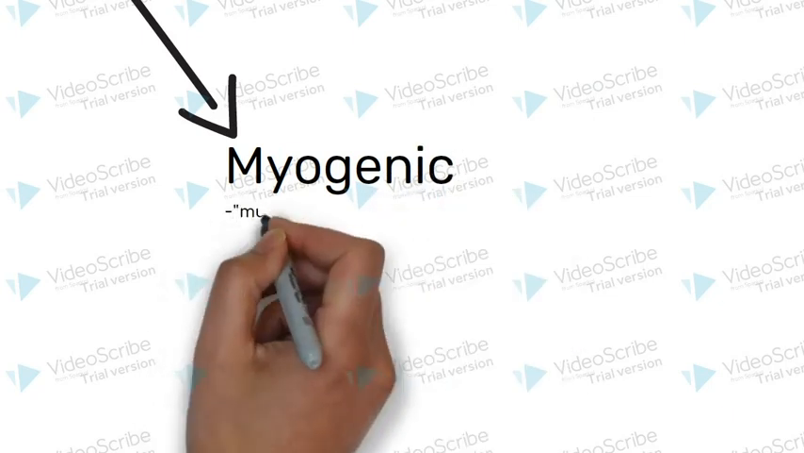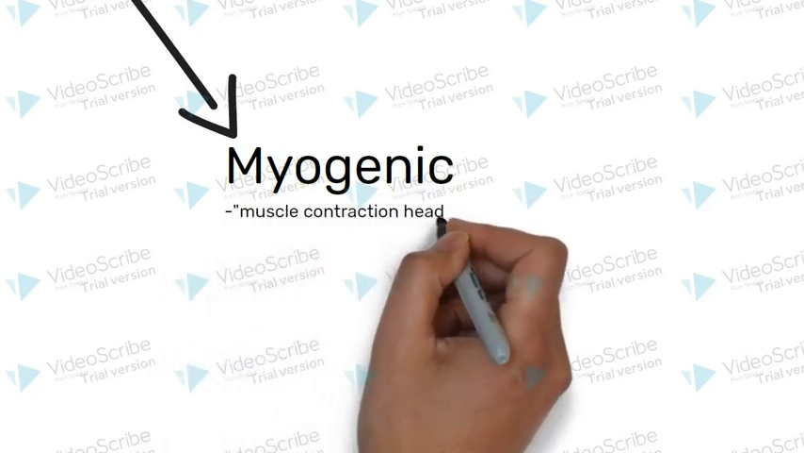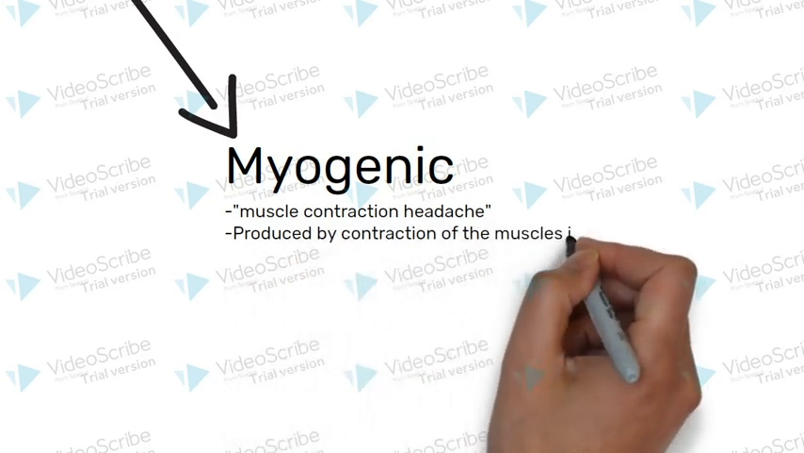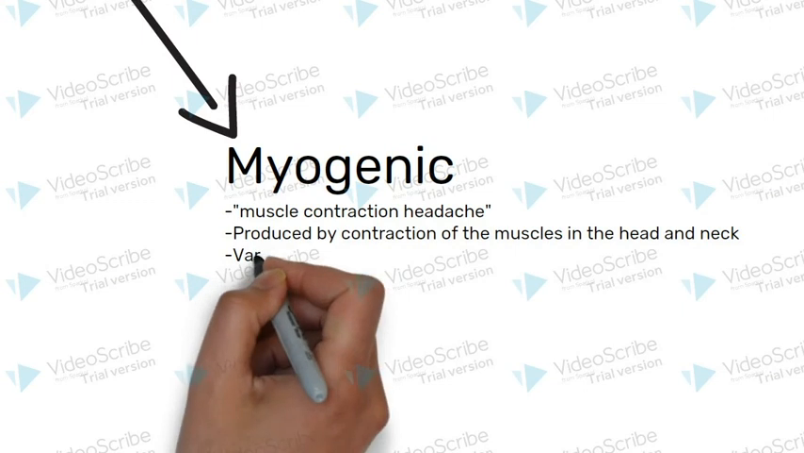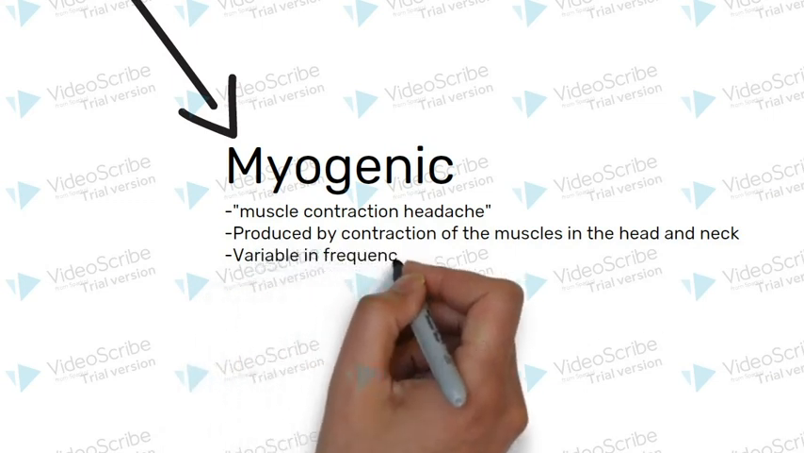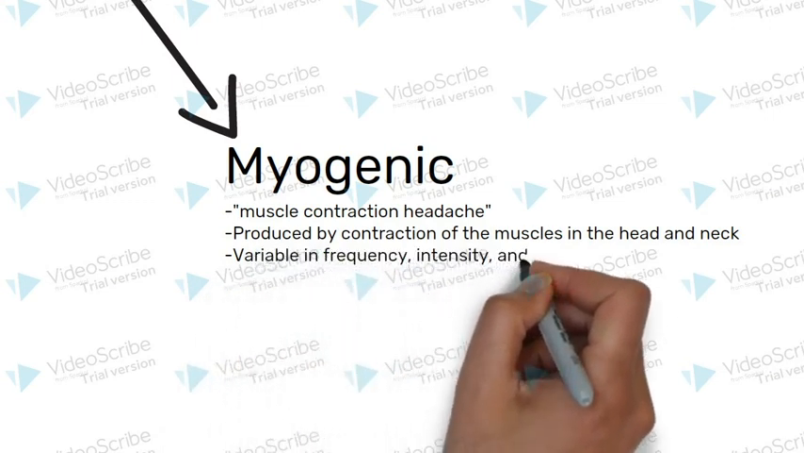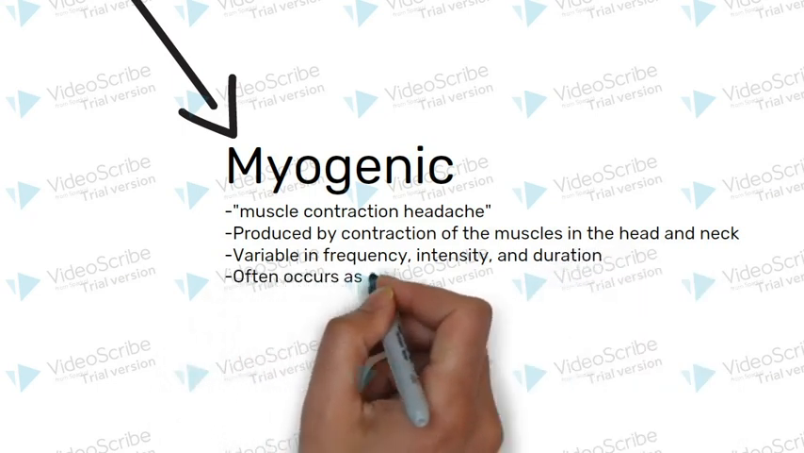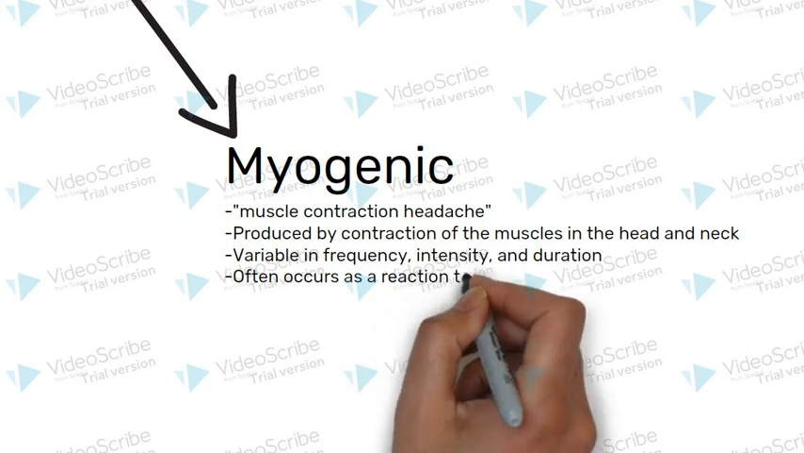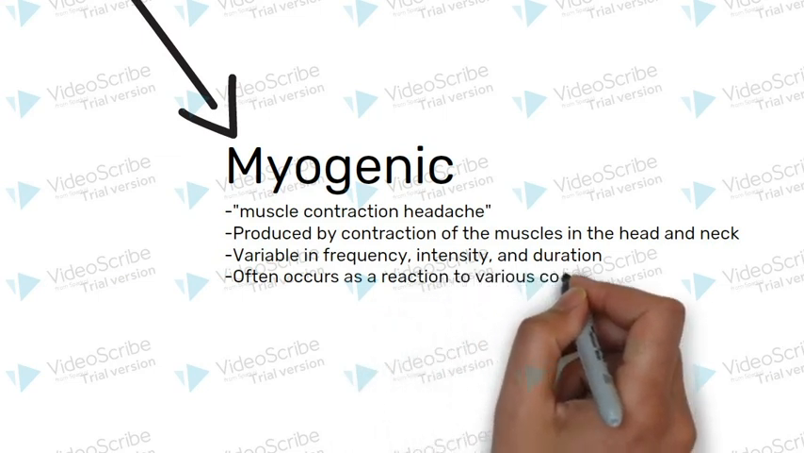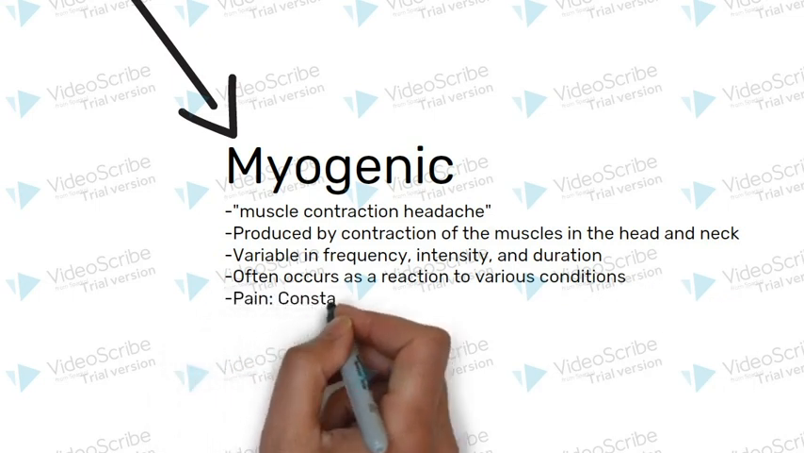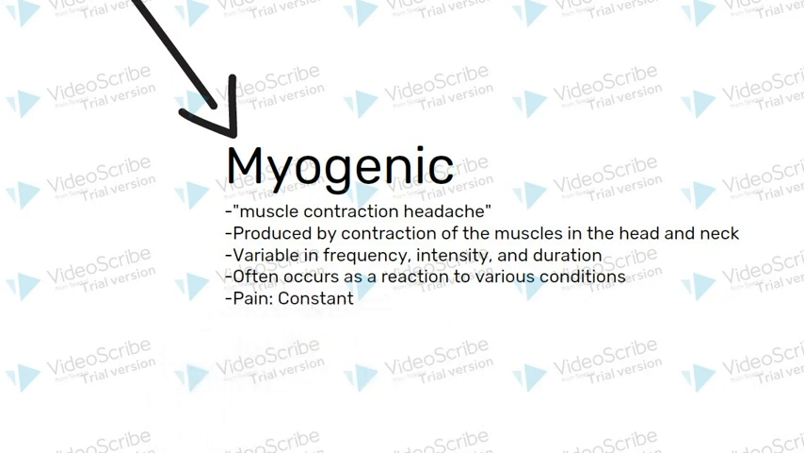A myogenic headache, also called a muscle contraction headache, is produced by contraction of the muscles in the head and neck. This headache is extremely variable in frequency, intensity, and duration. Myogenic headaches often occur as a reaction to various conditions such as stress or as a somatic manifestation in chemically depressed patients. It can also occur in patients with cervical arthritis or following migraine attacks.